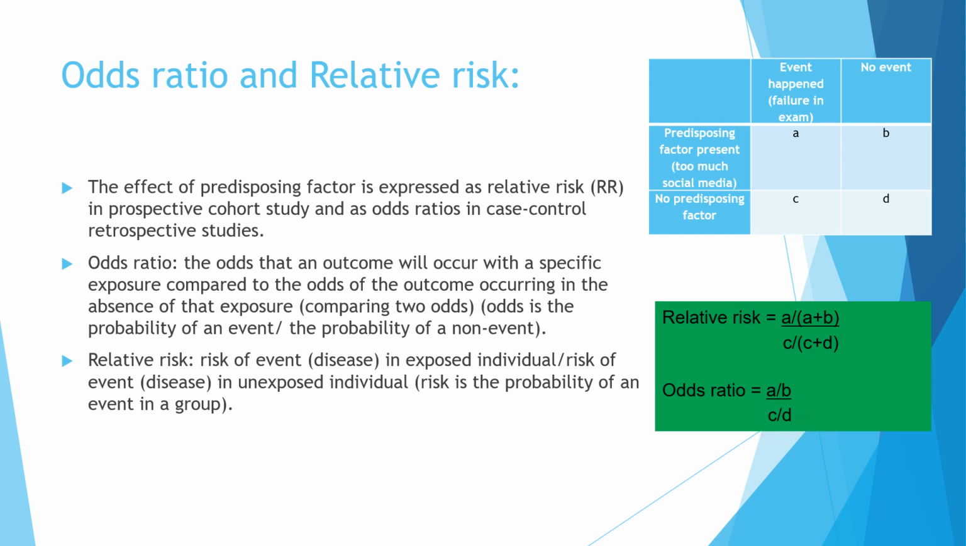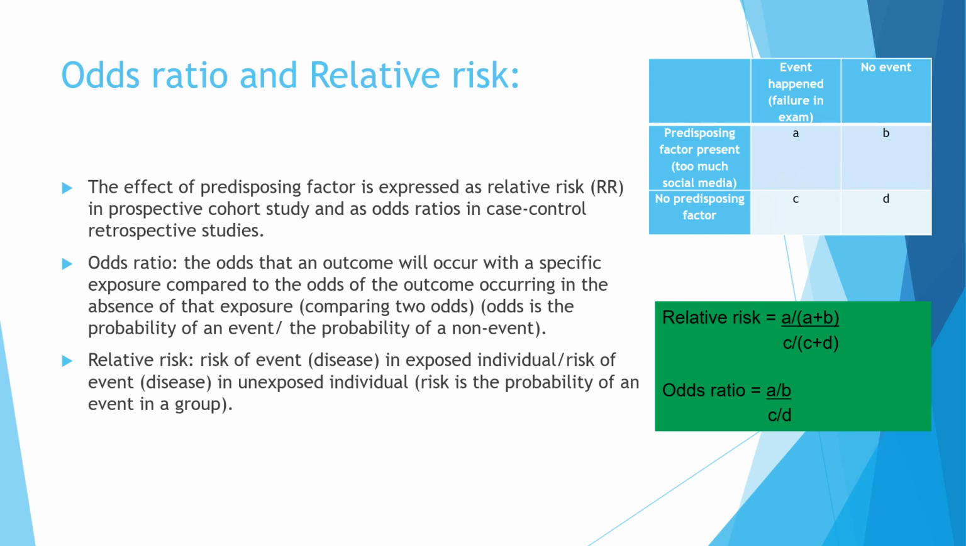The relative risk: the risk is the probability of an event in a group. So here it will be A divided by A plus B. So it is the probability of the event in the whole group. In this case, if you have a risk factor, it will be A divided by A plus B. And if there is no risk factor, it will be C divided by C plus D.